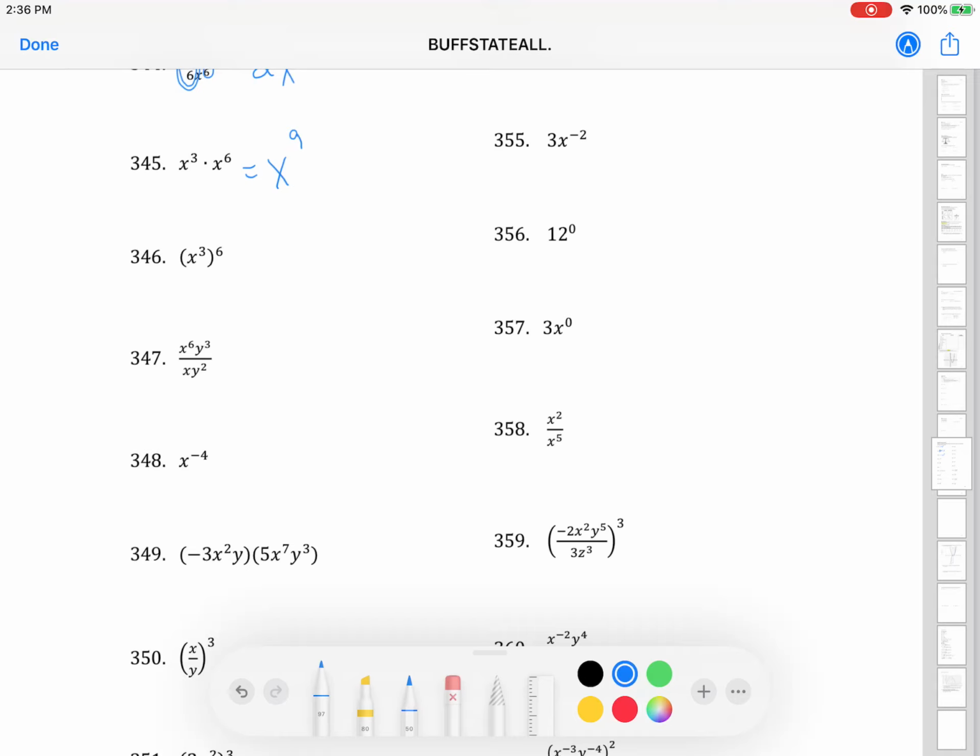Next one, using the same numbers, but different rules. So I have x to the 3rd raised to the 6th. This is exponent to an exponent. They're both up there as a power. Think about what you're supposed to do. What rule did we go over? When you have power to a power, you multiply your two exponents together. So this is x to the 18th.